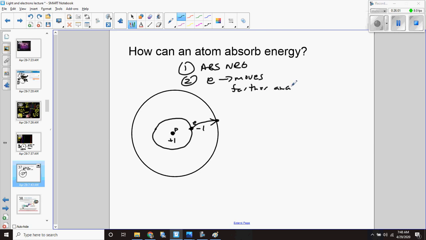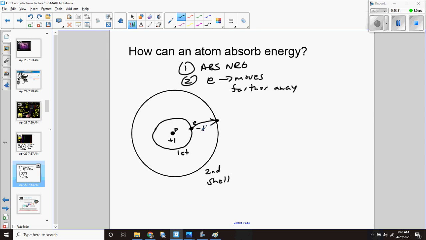So what Niels Bohr realized is that the way atoms absorb energy is by electrons moving farther away from the nucleus. So this is the whole idea for electron shells. This is the first shell. This is the second shell. And atoms can actually have a huge number of shells. And the shell that the electron jumps to depends on how much energy is absorbed in the first place.